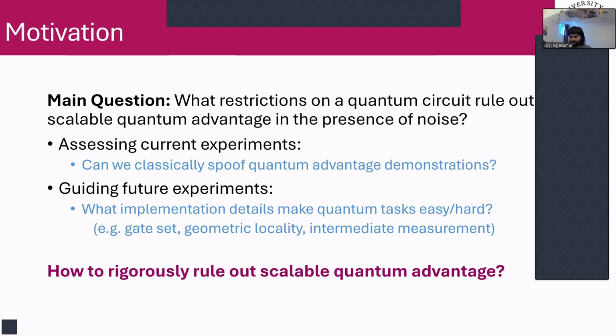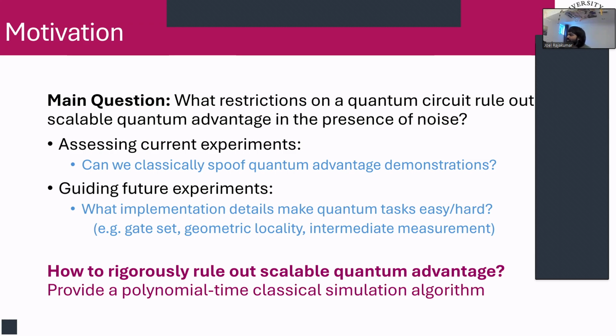So how do you rigorously rule out this scalable quantum advantage? You provide a polynomial time classical simulation algorithm. And that's basically actually also the only way of doing it, right? I mean, given that we have no separation known between BQP and P, right? All we can ever do is that. Yep, yeah, that's true.